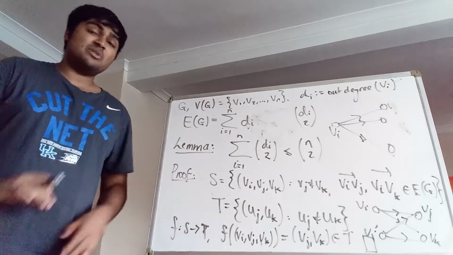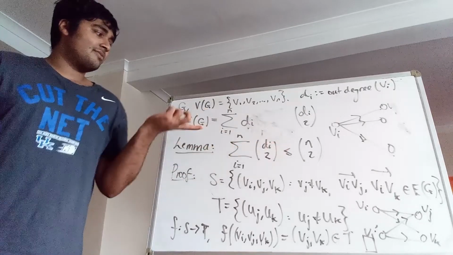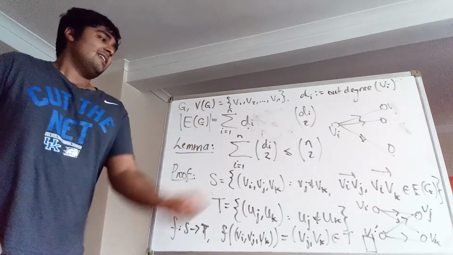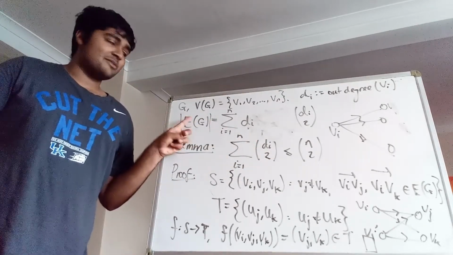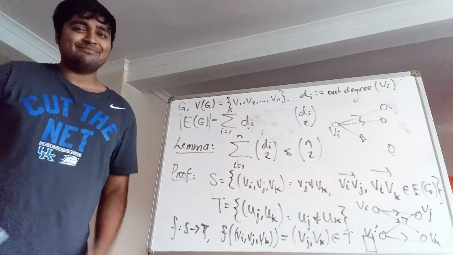But now what we want to do is just a little bit of algebra on this di stuff using E of G, or I should say the number of edges in our graph. Using a bit of Cauchy-Schwarz, we should hopefully be able to find a bound on E of G. But let me clean up the whiteboard and we'll just do that.